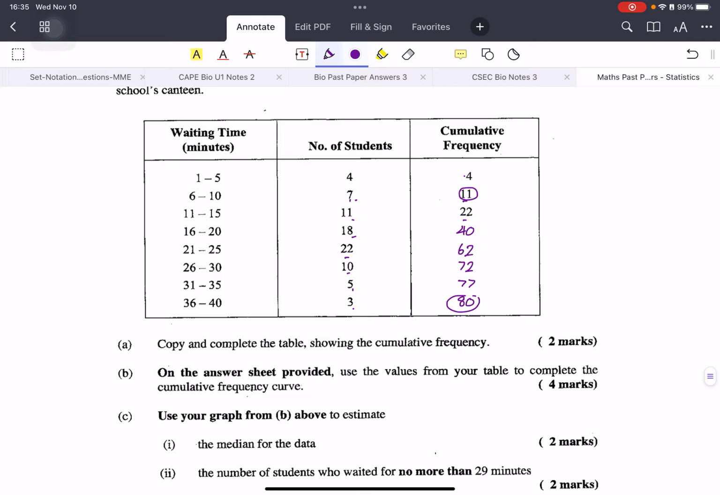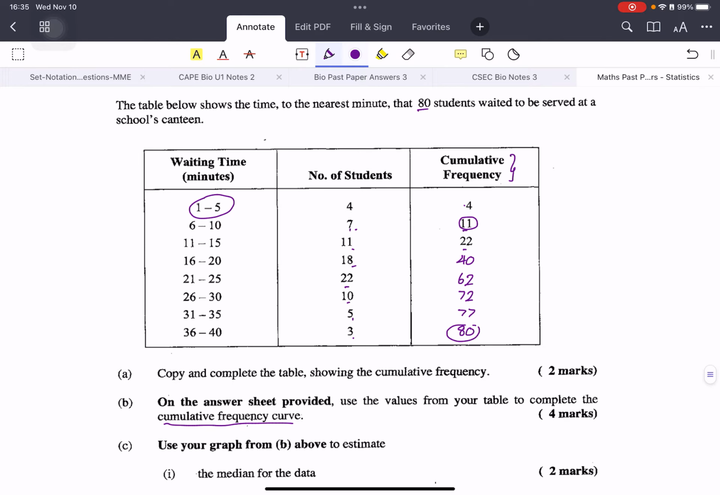Now they want us to draw a cumulative frequency curve. So the axes on the graph for a cumulative frequency curve are obviously the cumulative frequency, but what do we put on the other one? We need to find the upper boundaries of our classes, okay? So a class can be further spread out with boundaries, right?